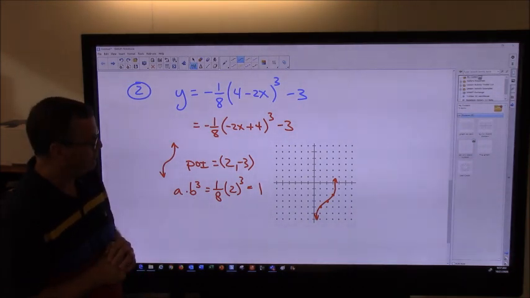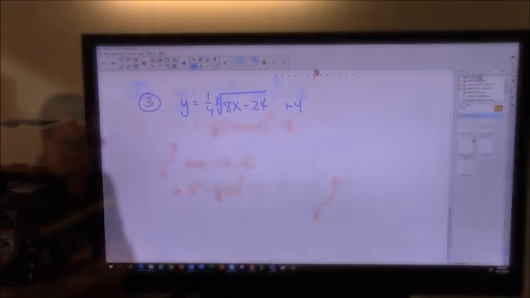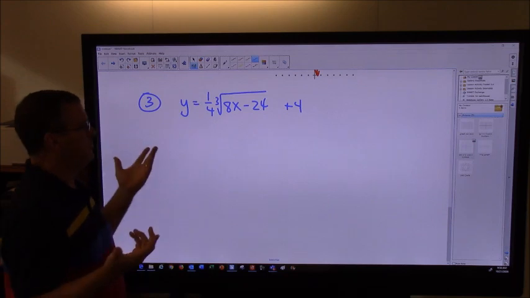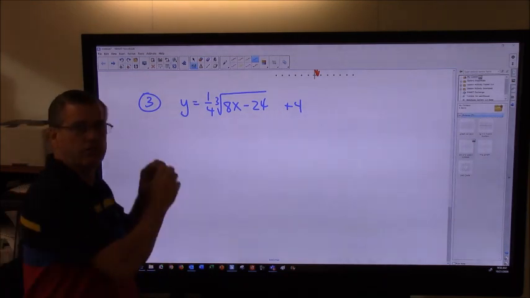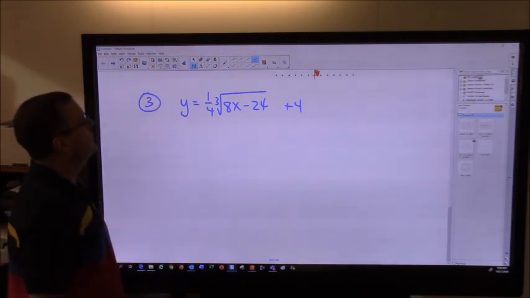Okay? All right, let's try a cube root function. So we know this is the same as the cubic function, it's just that it's going to extend left and right instead of up and down. Okay? You guys go ahead and try this.